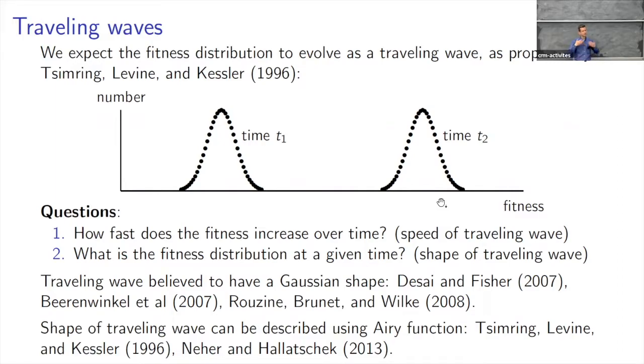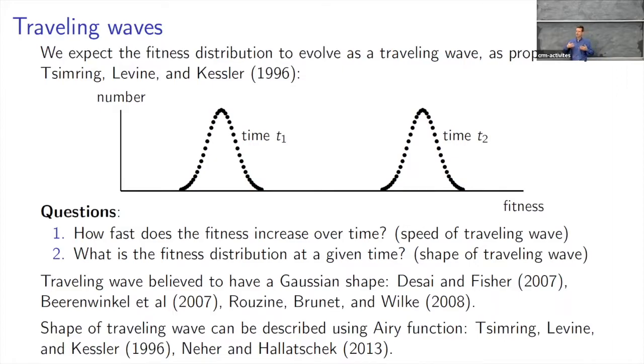And this idea of modeling the evolution of the fitness distribution by a traveling wave goes back at least to this 1996 paper of Simring, Levine, and Kessler. So we're going to be interested here mostly in 2 questions. First, how fast does the fitness of the population increase over time? In other words, what is the speed of the traveling wave? And second, what is the distribution of the fitnesses of the individuals in the population at a given time? In other words, what is the shape of the traveling wave?